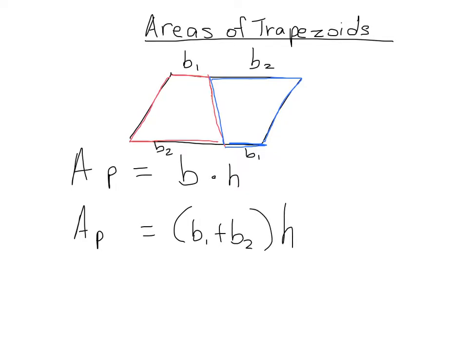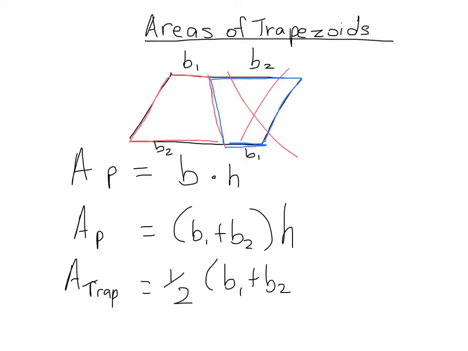But remember that we are completely getting rid of one half of the parallelogram in order to figure out the area of the trapezoid. So for that reason, the area of the trapezoid is a half of the area of the parallelogram. So that's why we have that the area of the trapezoid is a half B1 plus B2 times H. And that's how you figure out the area of a trapezoid.